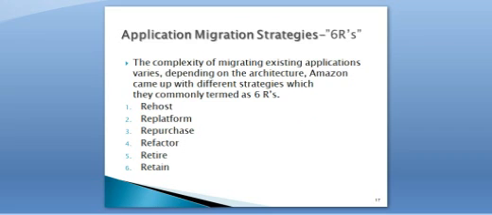What are the different application migration strategies? The complexity of migrating an existing application varies depending on the architecture. Amazon came up with different strategies which are commonly called the 6 Rs: rehost, replatform, repurchase, refactor, retire, retain.